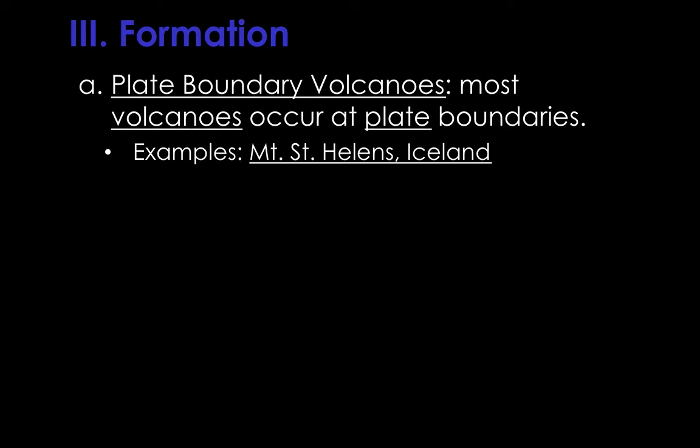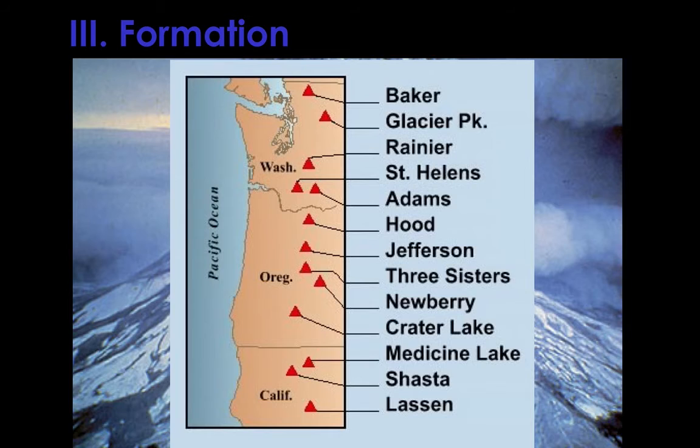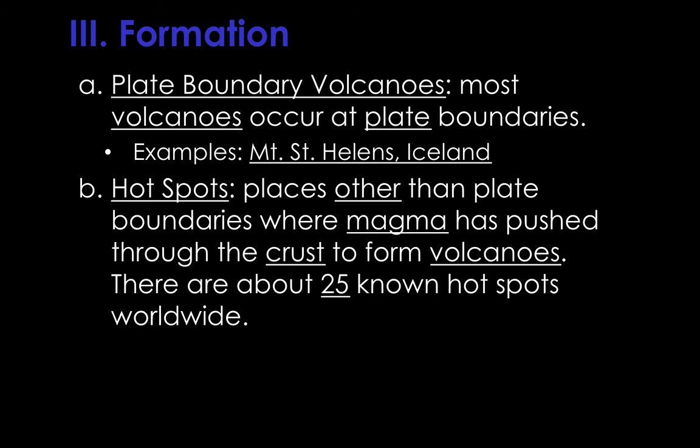The other kind of volcanoes that we have are on places called hotspots. Oops, I forgot this was there. So they're showing you a bunch of volcanoes in the Pacific Northwest. And these are just a few of the ones that you will find along the Ring of Fire. So hotspots are places other than plate boundaries where magma has pushed through the crust to form volcanoes. And this is way less common. However, some of them have been very, very active and actually have formed a lot of things on Earth.